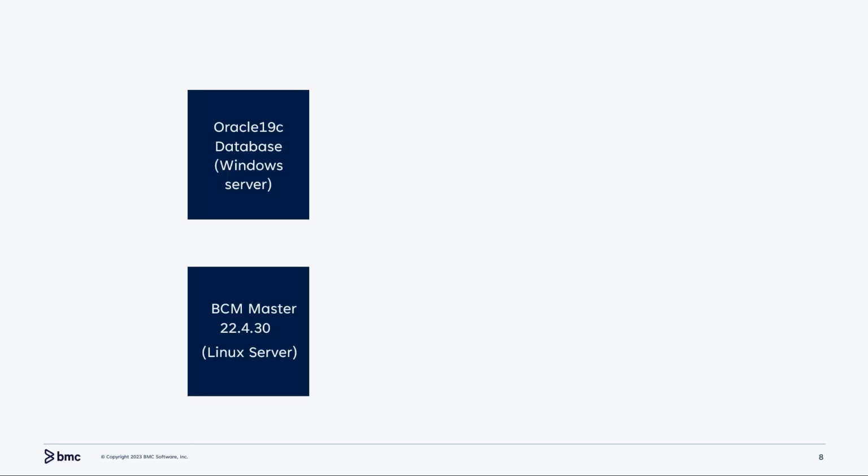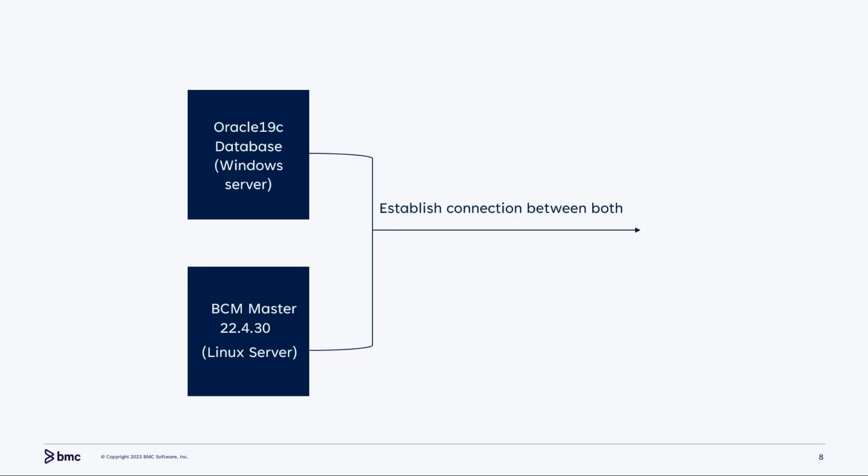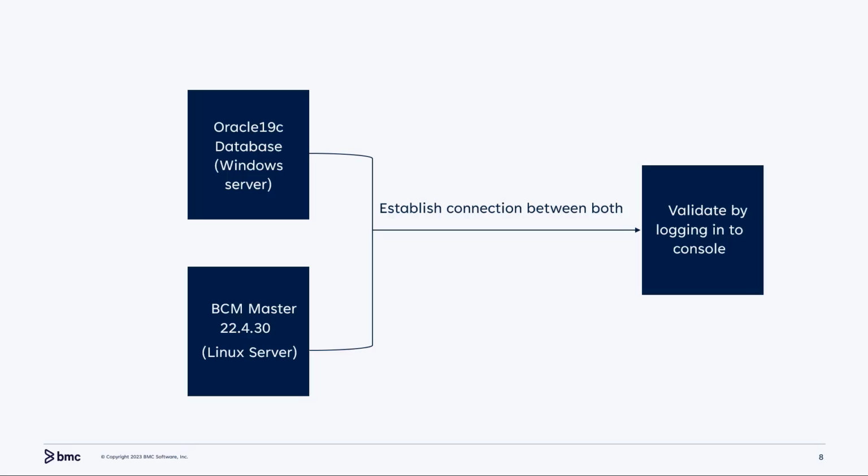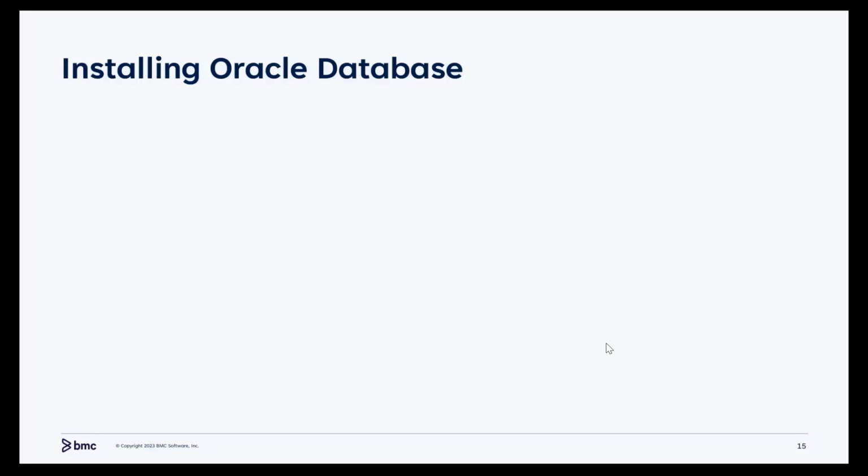In the upcoming demo, we will be installing a separate instance of Oracle database on a Windows server and the BCM master on the Linux server respectively. After successfully completing these tasks, we will establish a connection between the two. Following that, we'll launch the BCM console to confirm the connection success. So let's get started. Let me take you through the steps in detail.